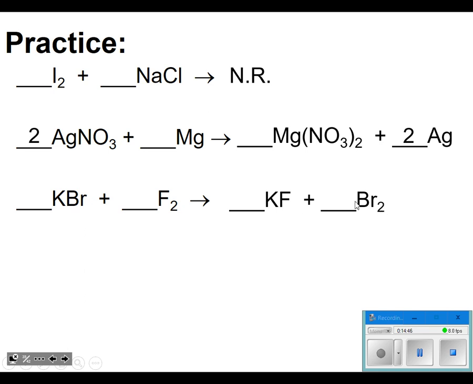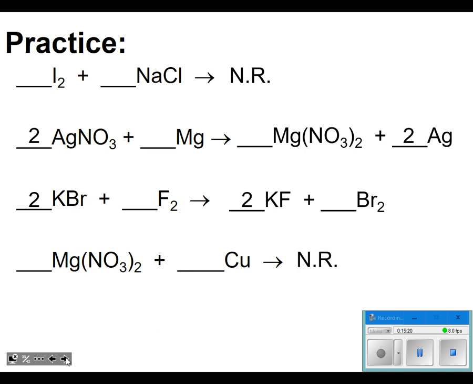Once I get the products written properly and I check for diatomics and I follow my formula writing rules for ionic compounds, then I look to balance. So I'm going to have to put a 2 in front of the KF to balance out my Fs. And then I'll have to put a 2 in front of this to balance out my Ks and my Brs. All right, so my next one, I want to see if copper will replace magnesium. So I look up copper, I look up magnesium. Copper is not higher on the activity series, and so this will be a no reaction.